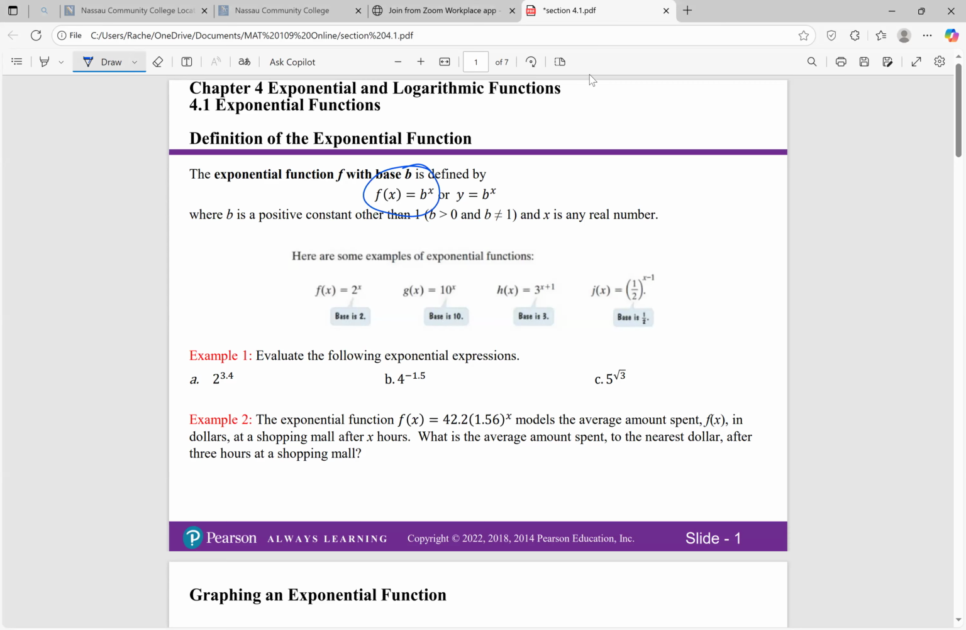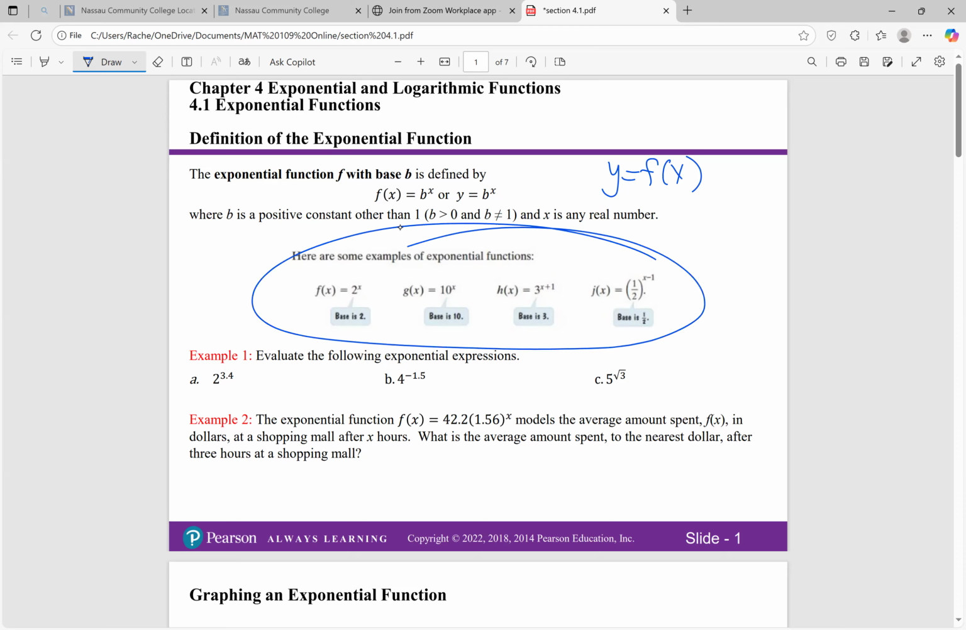Or we could write it as y equals b to the x. Remember, y is equal to f of x. b is a positive constant other than 1. So b is greater than 0 and b can't be equal to 1. Otherwise, f of x would just be equal to 1 and we'd have a constant function, a linear function. And x could be any real number.